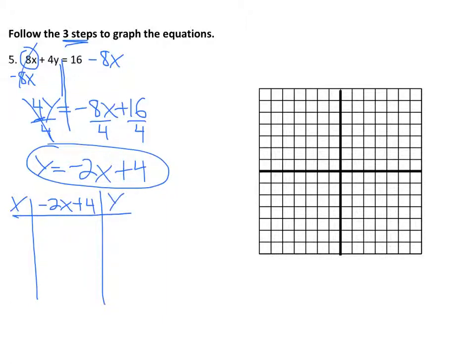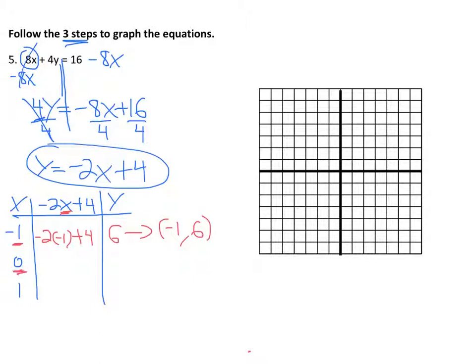And for this, you know what, I'm just going to pick 3 values. I'm going to pick negative 1, 0, and 1. So this negative 1, I'm going to plug right into here for x. So it becomes negative 2 times negative 1, and then plus 4. So let's see here. Negative 2 times negative 1 is 2. 2 plus 4 is 6. So this ordered pair is negative 1, 6. So that lies on the line.